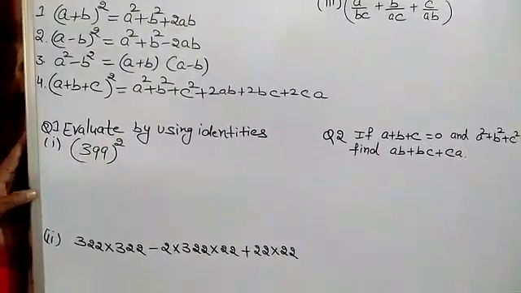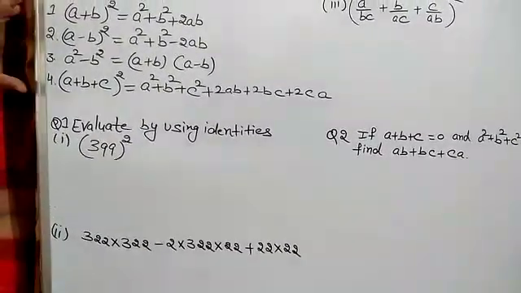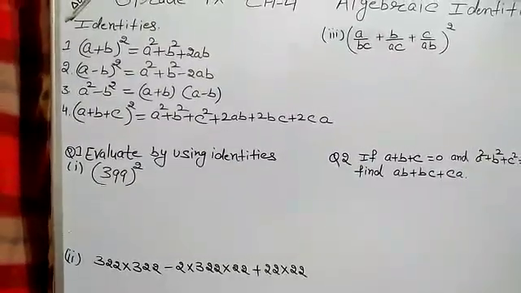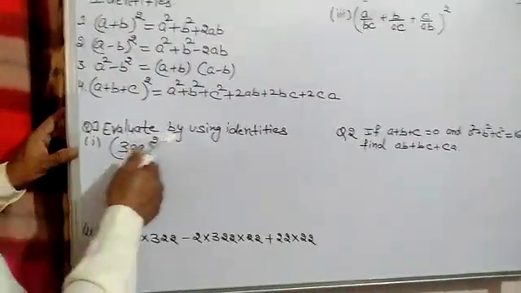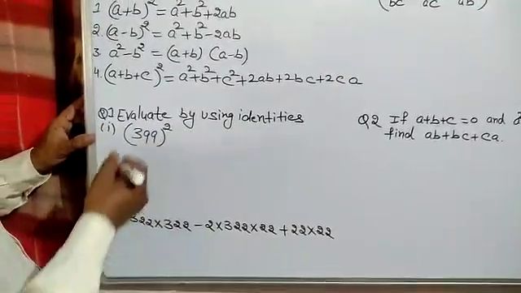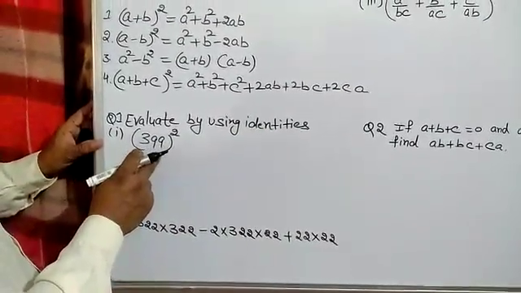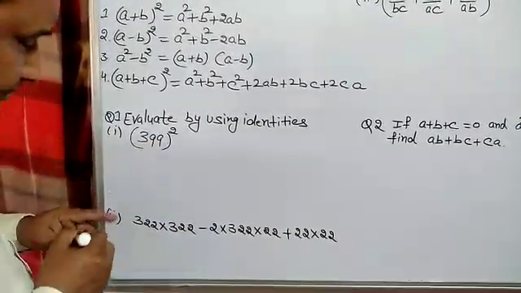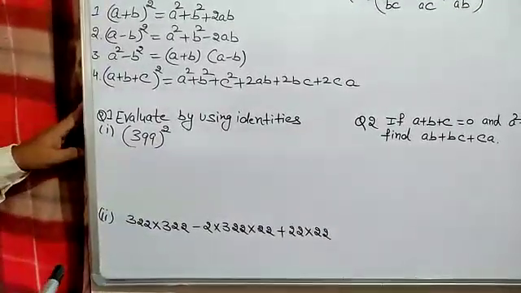Now we solve some questions based on these 4 identities. Our first question is evaluate by using identities. Number 1, 399 square. Let me make you very clear.